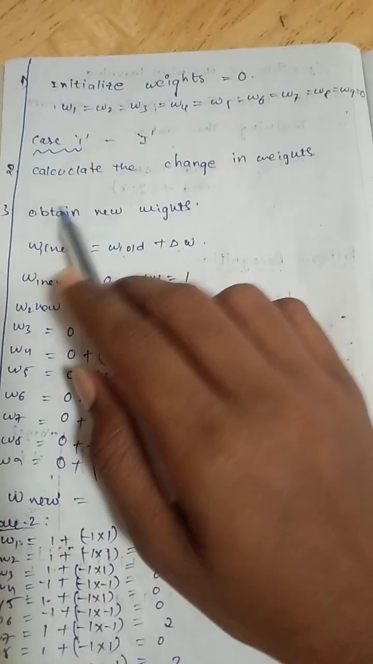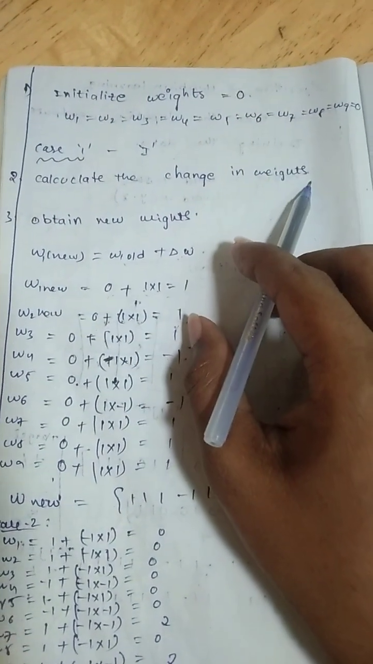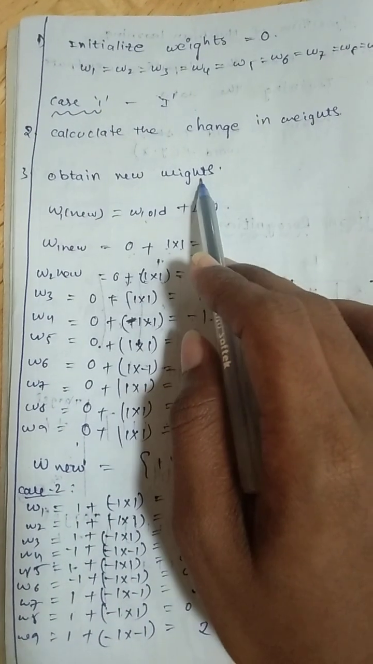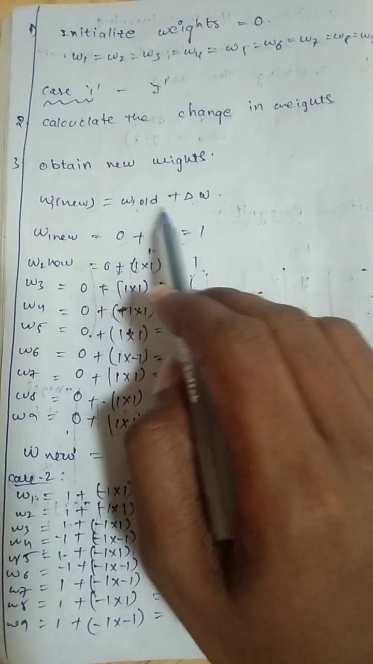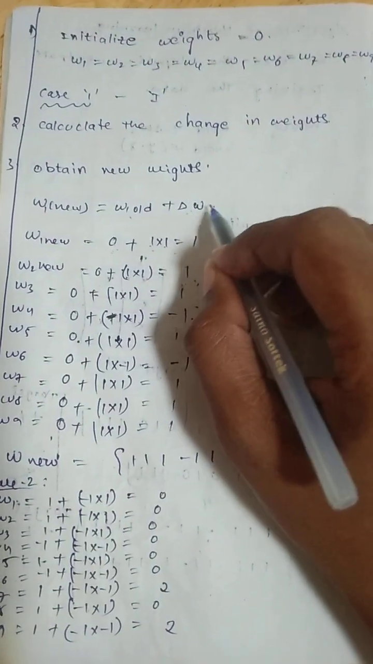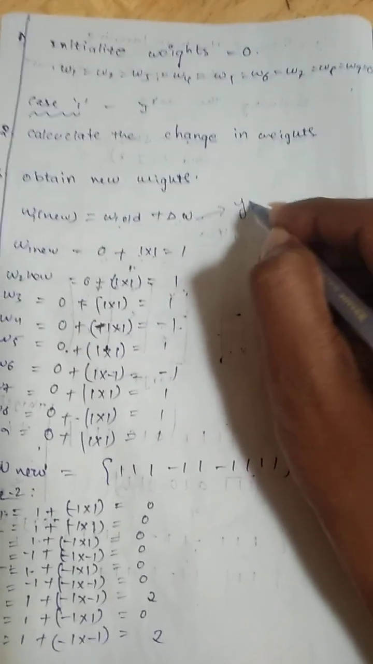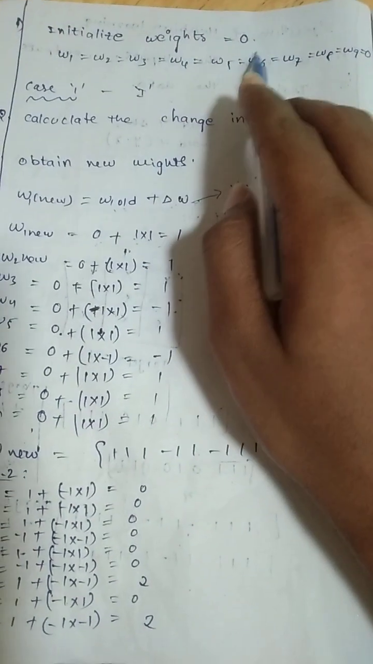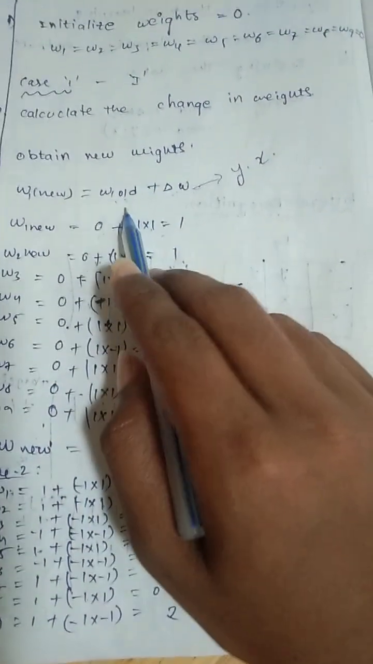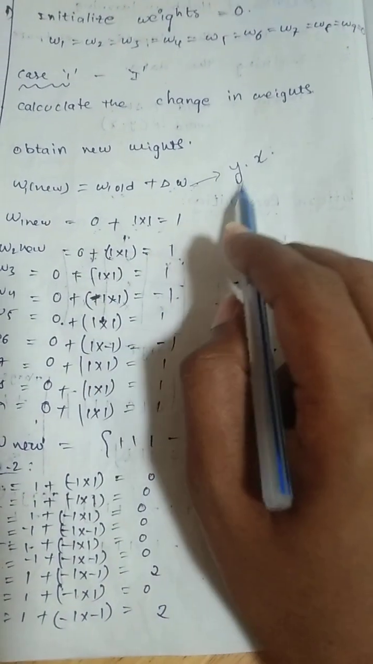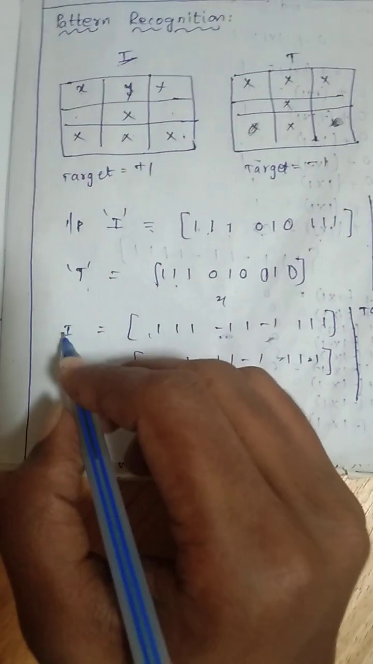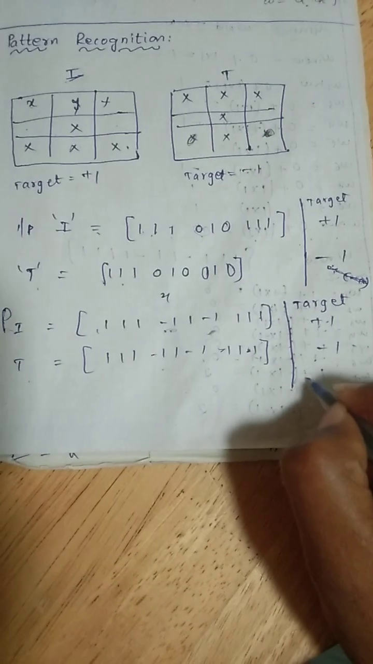Case 1, now we solve case 1. Calculate the change in weights: to do that we have to find the new weights. As I already told, w1 new is equal to w1 old plus delta w, where delta w is output into input. The old value is 0. We get the output into input from the y value and x value, where these are the input values and these are the output values.